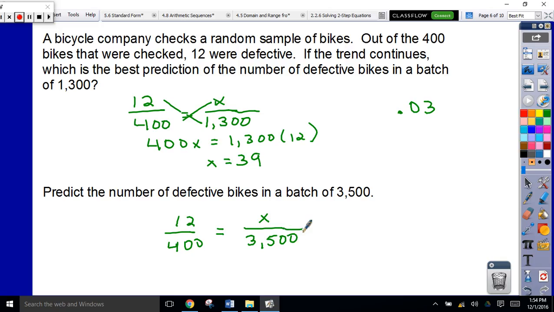Okay, do that, raise your hand when you get an answer. Hillary? I'm doing 12 times 3,500. When you're doing this on the calculator, you're going to do 3,500 times 12, then divide by 400. 105. So we would predict that there would be 105 defective bikes in a batch of 3,500.